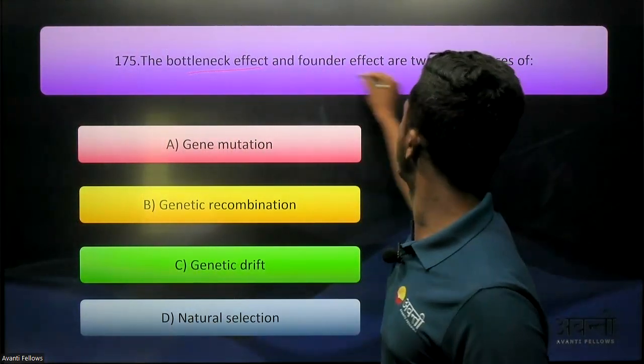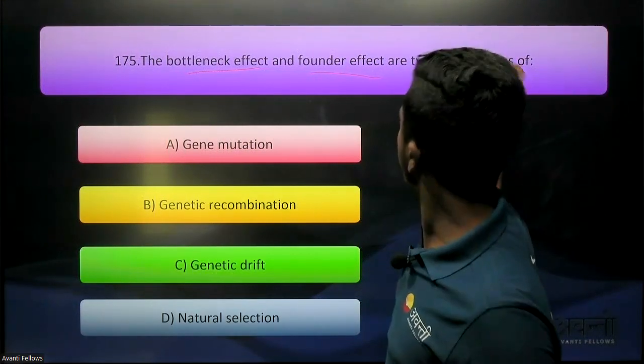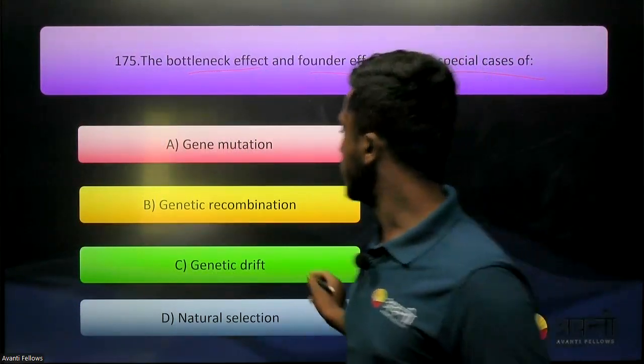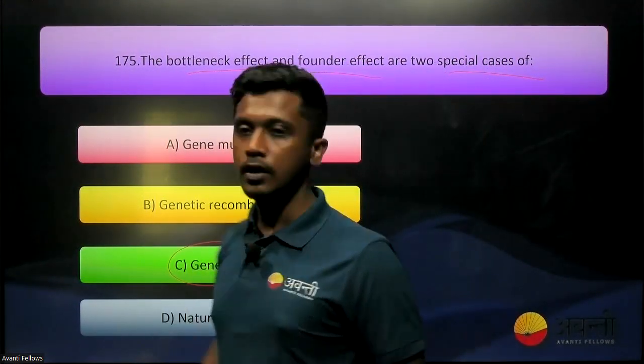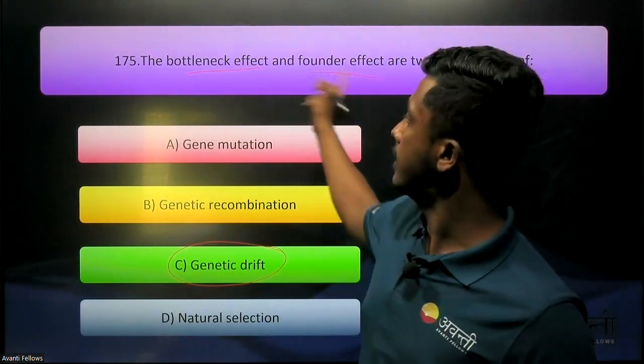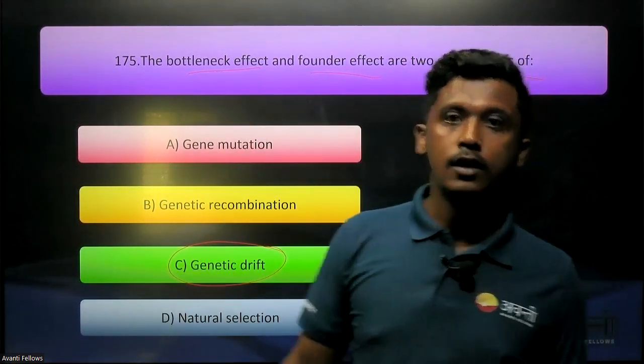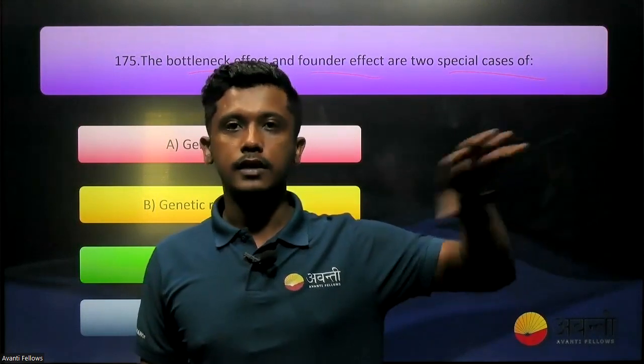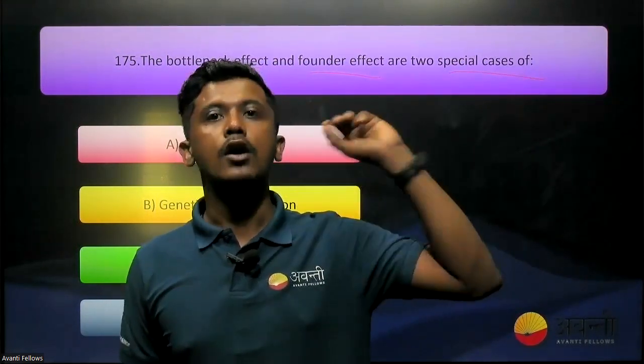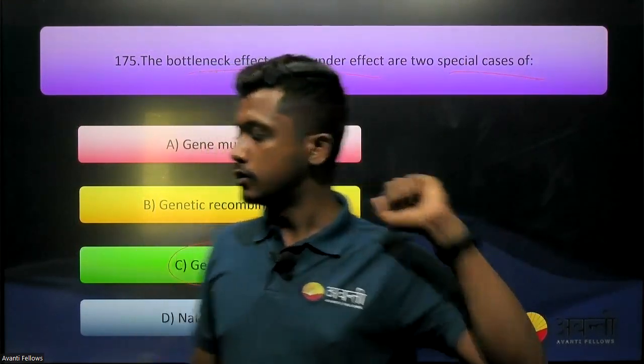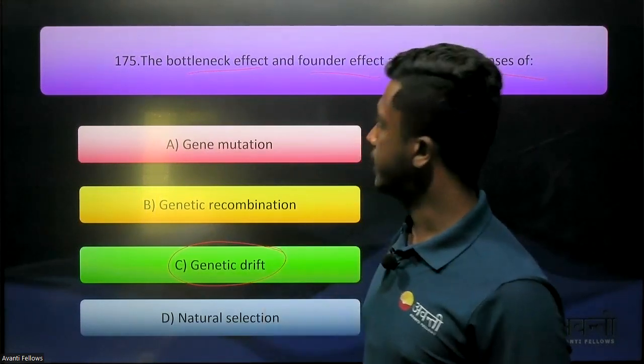And the bottleneck effect and the founder effect are two special cases of what? It is with respect to genetic drift. So in genetic drift, you can see the bottleneck effect because of the sudden depletion of the population. It leads to other scenarios where one of them becomes a founder effect. So that happens because of genetic drift.